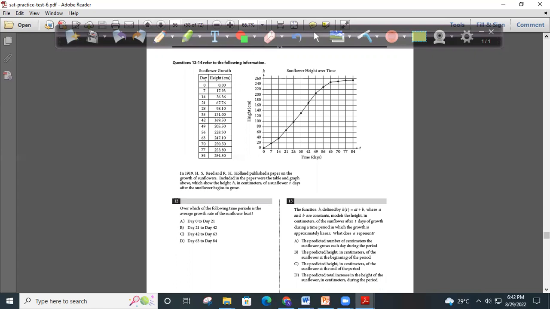Question number 13. The function h defined by h of t is equal to at plus b, where a and b are constants, models the height in centimeters of the sunflower t days after growth. Very good. Samit gave me the answer. Even others, I'm giving you one more minute, because in the exam you'll have only 1 minute to solve a question, not more than that.